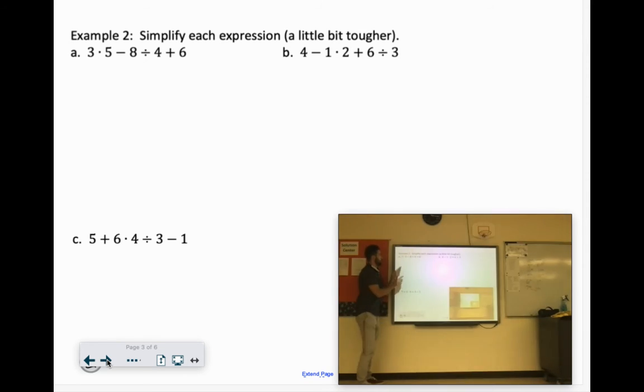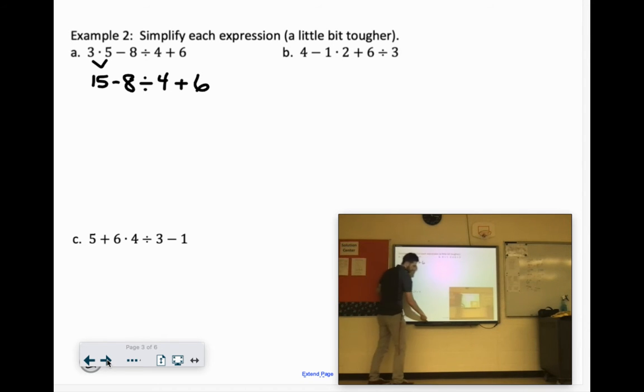So, are there parentheses on A? No. Are there exponents? No. Is there multiplication and division? Yes. So let's start on the left and go to the right. I have 3 times 5 is 15. Let's go ahead and write out the full step there. All we did was the 3 times 5 there.